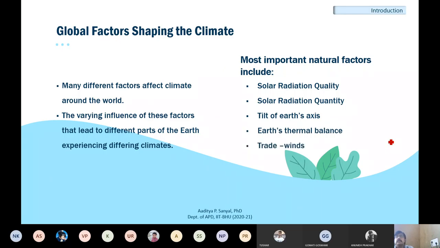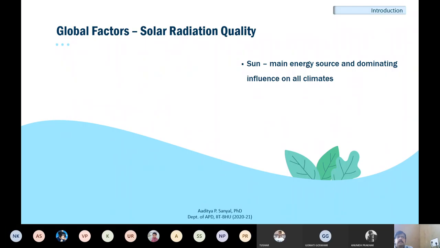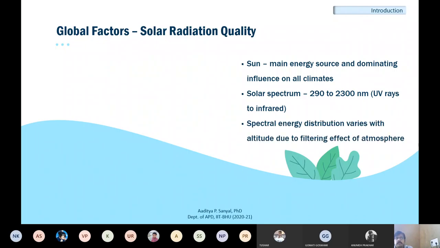Global factors shaping the climate include the radiation quality and quantity that is falling on your place, the tilt of Earth's axis, Earth's thermal balance, the trade winds, and the influence of topography. All of them work together hand in hand, but the major influencing factor among all of these is the sun. The sun is the main source and dominating influence on all climates.